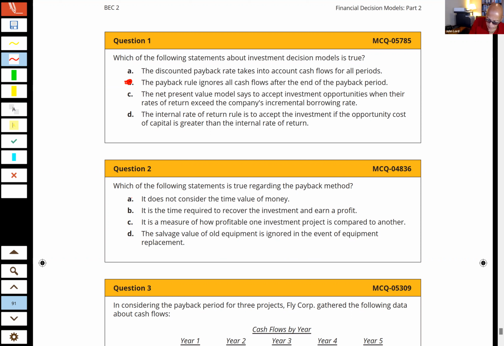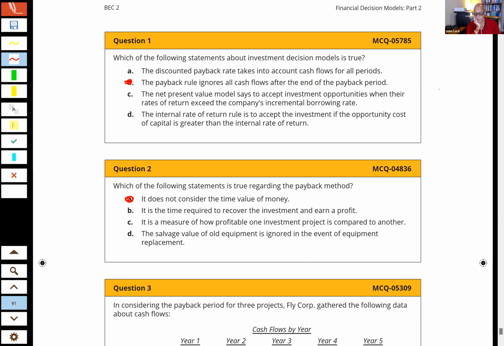75% of us wanted to take A, which is the correct answer here. A couple folks also wanted B, maybe 3 of us. But let's take a look at this. Which of the following statements is true? It does not consider the time value of money.